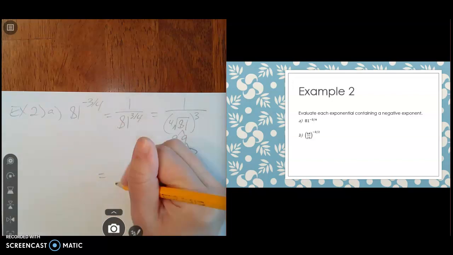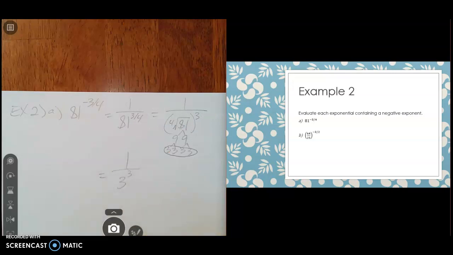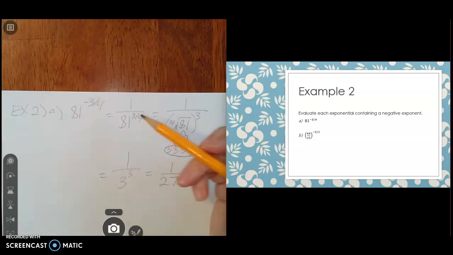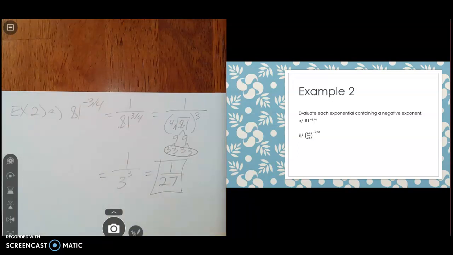And so now we're taking that 3, we're going to raise it to the 3rd power, and it's still in the denominator, okay? So 3 to the 3rd power is 27, it's still in the denominator. So 81 to the negative 3/4 power will evaluate to be 1 over 27.